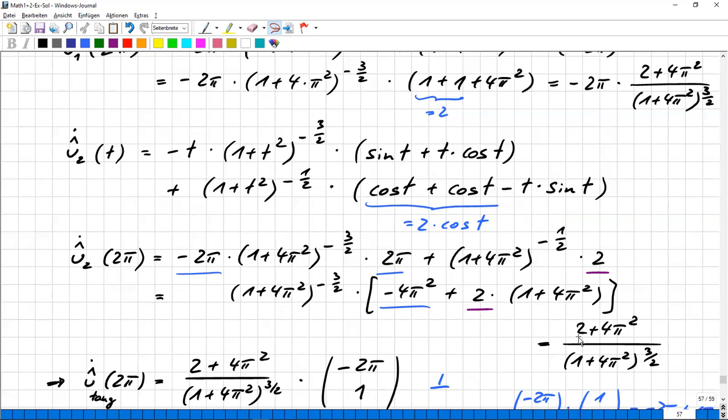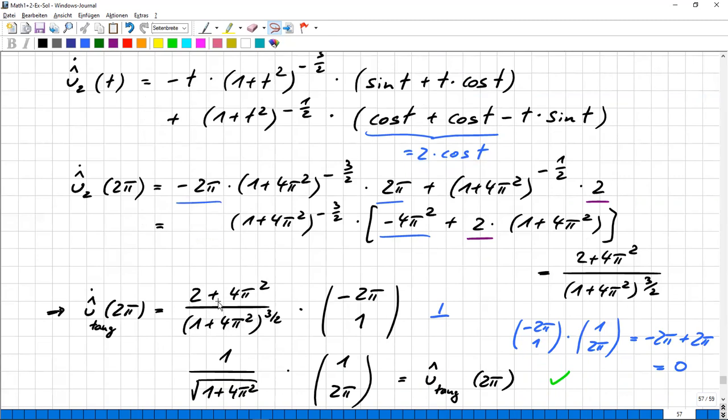But actually, in the end, what we've shown is, look here, compare these two. The first component is negative 2 pi times this fraction, while the second component is just this fraction. So I can just put this in a vectorial form, both components together, with this prefactor, our fraction there, times negative 2 pi for the first component and 1 for the second. And this is our really hard-earned result for the fact that u-roof dot, the tangential vector at 2 pi, is perpendicular to the u-roof tangent vector itself, which is the unit tangent vector at this position.